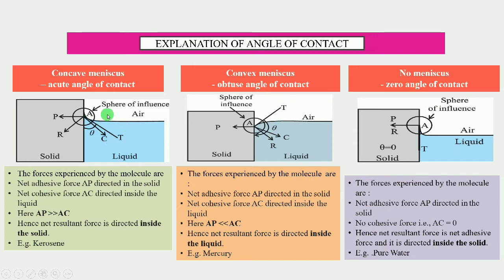So here the AP vector we will consider as adhesive force, and the AC vector we will consider as cohesive force. Cohesive force is the intermolecular force between the molecules of the liquid. Adhesive force means the intermolecular force between the solid and liquid. Okay, so as this is the type of liquid which partially wets the solid, the adhesive force is smaller and the cohesive force is stronger. So we will consider here AP as adhesive force and AC as cohesive force. So we will draw the resultant force for AP and AC.